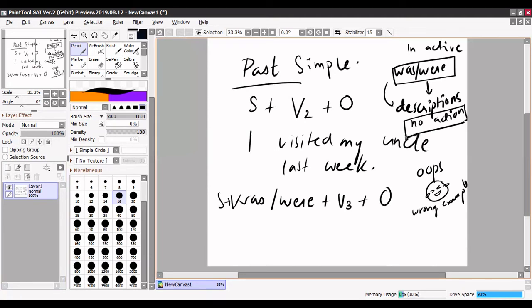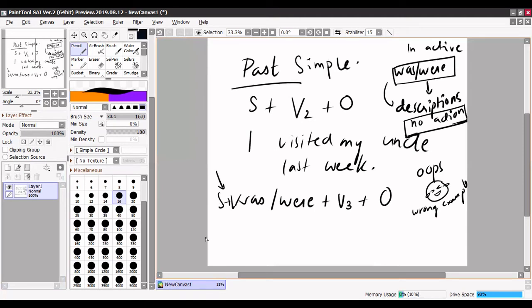But the rule sort of changes when we start talking about passive voice. Alright, so in active voice you can use was and were to talk about actions. That is, if something is happening actively in your sentence, you don't use was and were. But in passive voice it's part of the formula, so you have to. So this is something you have to remember.